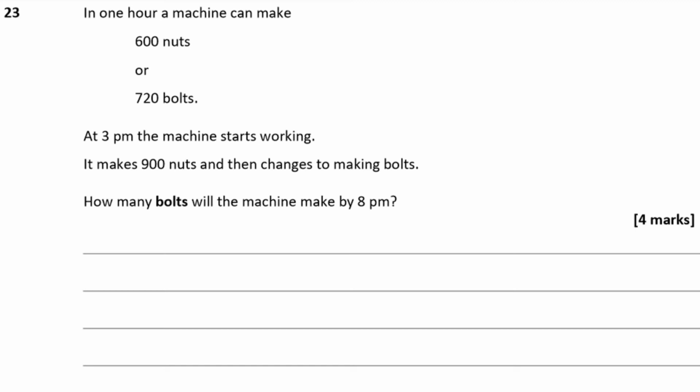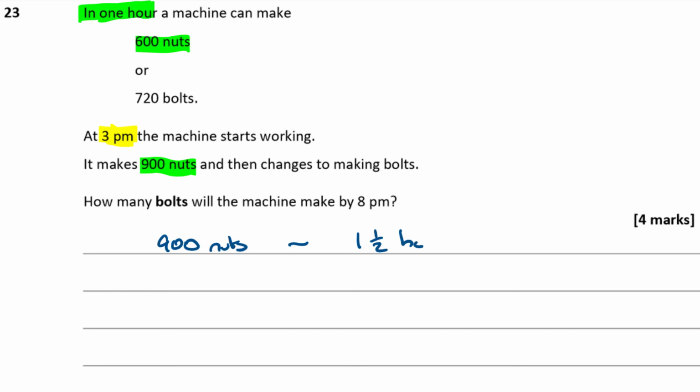Okay, so let's break this down. We're starting at 3 p.m., aren't we? That's when the machine starts, and then it makes 900 nuts. Now we know that it can make 600 nuts in 1 hour. So if it's made 900 nuts, how long is it going to take? Well, if it can make 600 nuts in an hour, then 900 nuts is 1 hour and a half, isn't it?